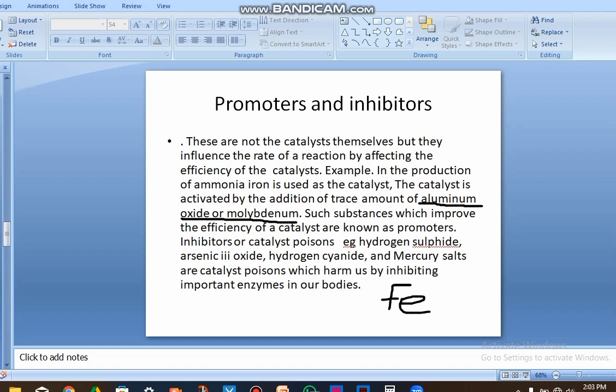Promoters. So take note of the word efficiency. Okay, take note of this word efficiency. I get it. So promoters are used to what? Increase or improve the efficiency of a catalyst. So take note. Now, what about inhibitors?